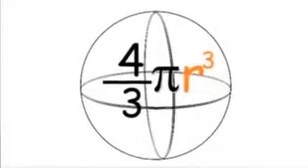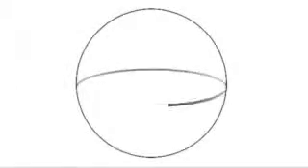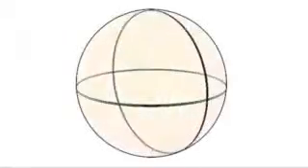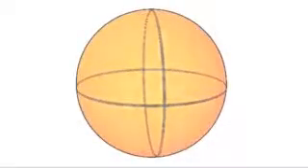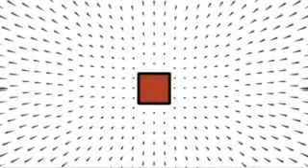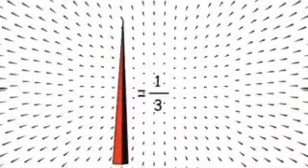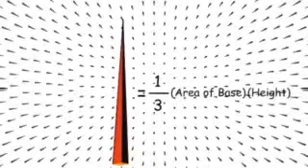4 over 3 pi r cubed gives you the volume of a sphere. But where does the formula come from? First, we'll draw a perfect sphere and fill in its volume. Next, we will divide the sphere into equal-sized pyramids with square bases. So let's take a look at one pyramid, and remember that its volume is equal to 1 over 3 area of the base times height.